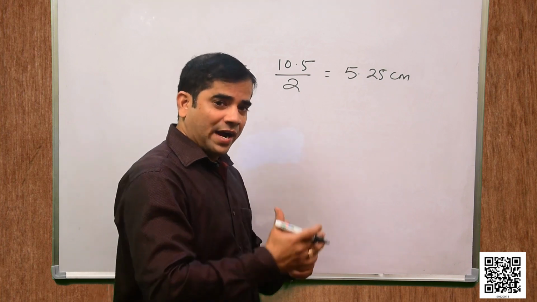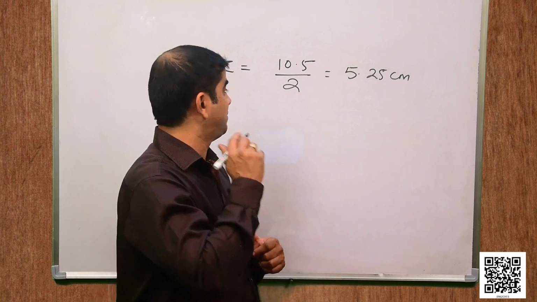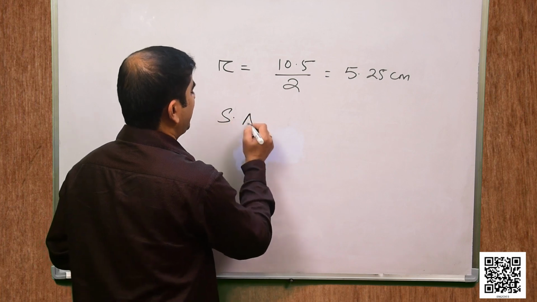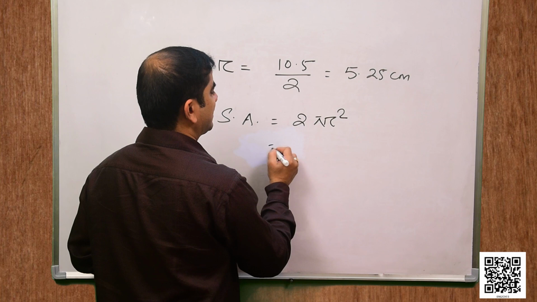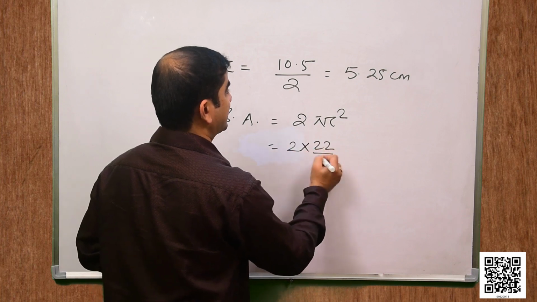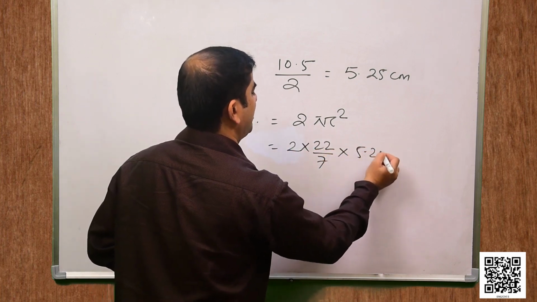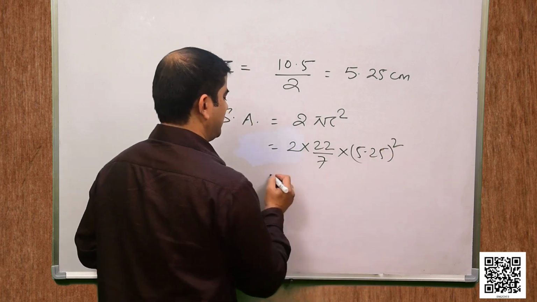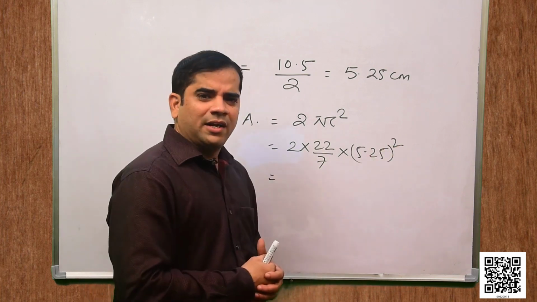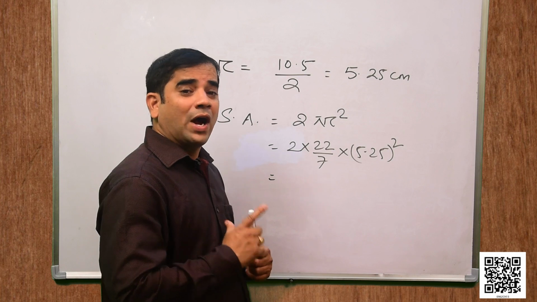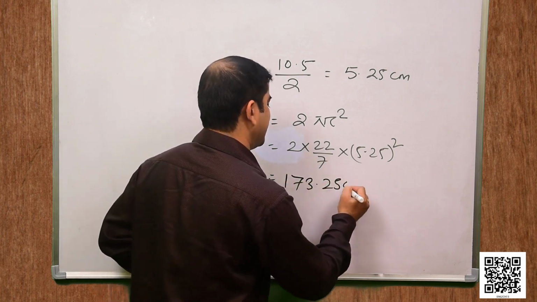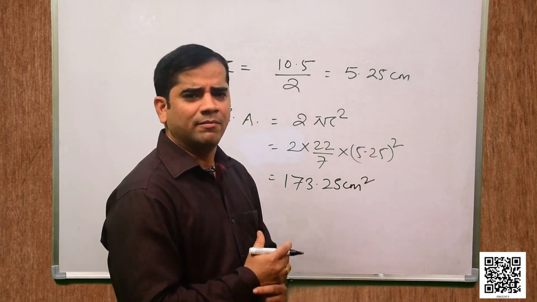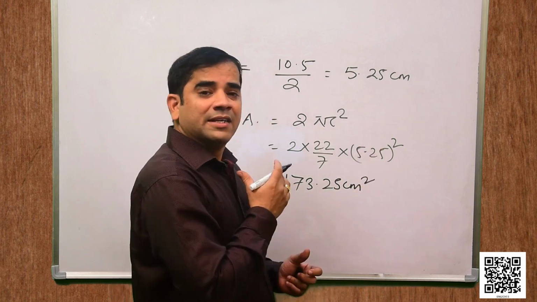Then we need to find out the surface area of the hemisphere. Surface area is equal to 2 pi r square, that is 2 into 22 by 7 into 5.25 square. Students, when you calculate, it will give us a result of 173.25 centimeter square. So, we have found the surface area.